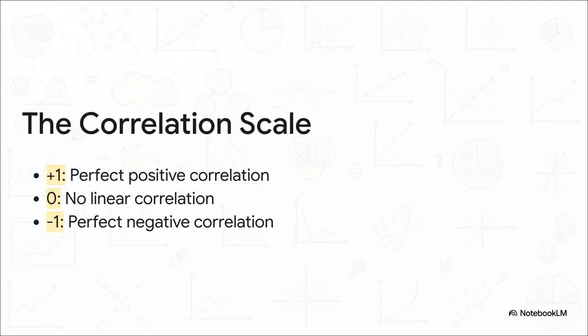Okay, so the scale itself is pretty simple. +1 means a perfect positive correlation. As one thing goes up, the other goes up right along with it, in perfect sync. -1 is the opposite. As one goes up, the other goes down, perfectly. And 0 means no linear relationship at all. Sounds simple enough, right? But that simplicity, that's the trap. That's where the deception starts.